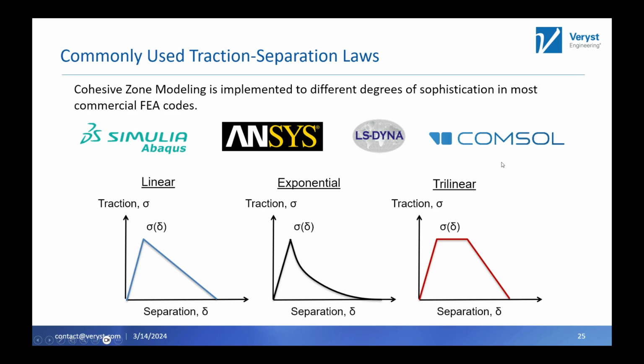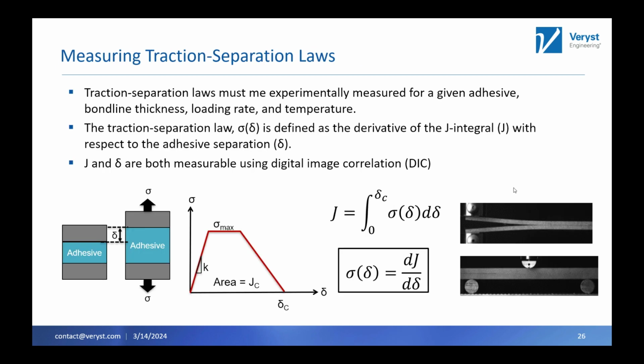So if you would like a different one of these to be implemented in the software that you use, I would suggest sending an email to the relevant application engineer at those companies, and requesting those features, because that can be limiting in terms of how we can actually do simulations of these adhesive joints. But going back to the traction separation laws that we need to measure to calibrate these cohesive zone models, we have to measure the traction separation law for each adhesive, bond line thickness, loading rate, and temperature.